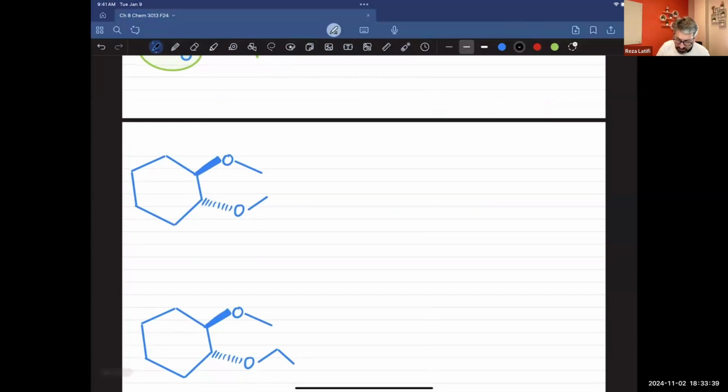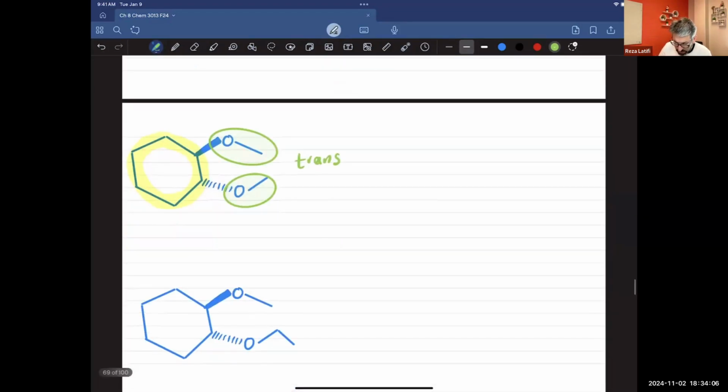We have a cyclohexane. This is going to be the main chain, or the parent. And so it will be cyclohexane. And look at the position of the two substituents. One of them is up and the second one is down. So we're talking about trans configuration technically. And we have methoxy groups.